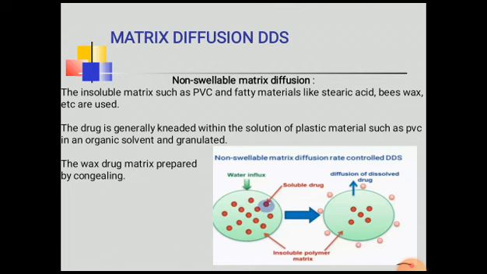Similar to how we prepared the dissolution system, we have to melt the wax first. To that molten wax we add the drug particles and mix vigorously by the congealing method. Then the polymer cross linking will occur, so proper mixing takes place. So this is about non-soluble matrix diffusion.